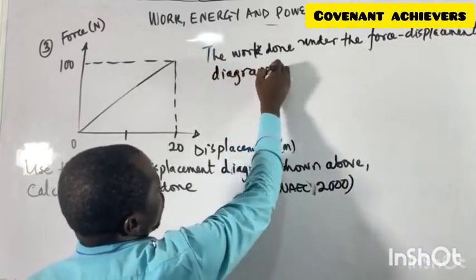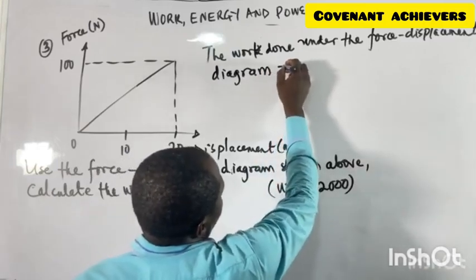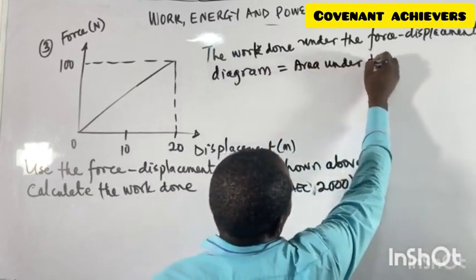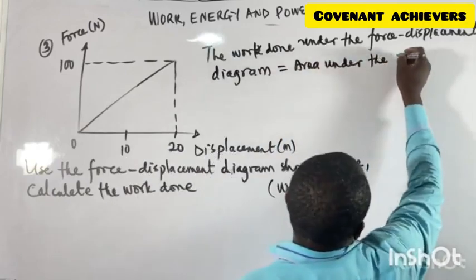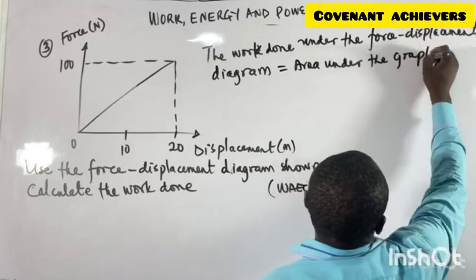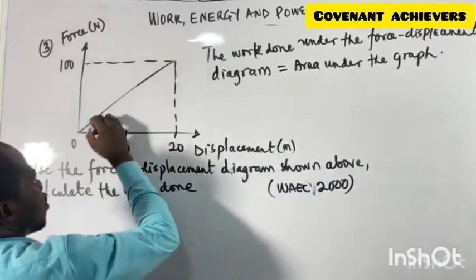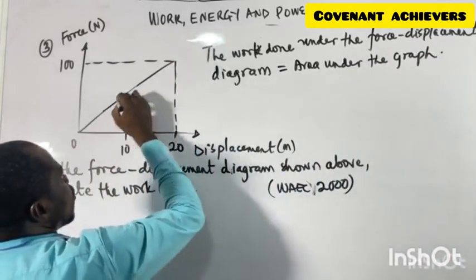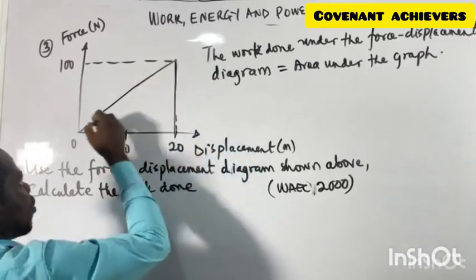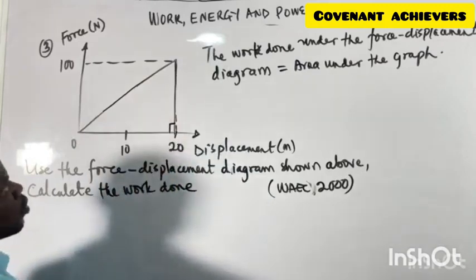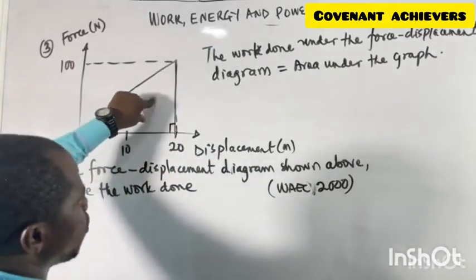Force displacement diagram is equal to the area under the graph. You can see when you plot this graph, this is the graph, and this is the area under the graph. So the area of this right angle triangle that we have here is going to determine the area under the graph.